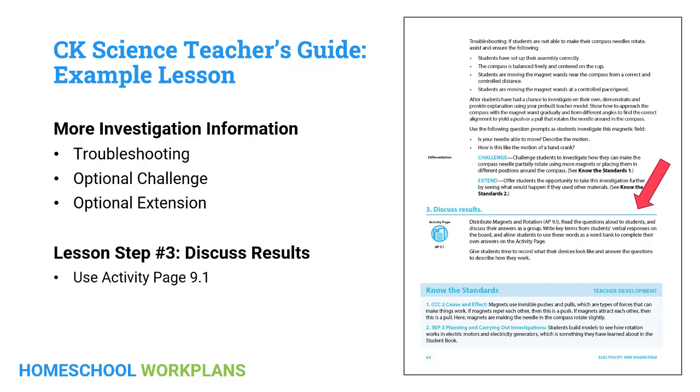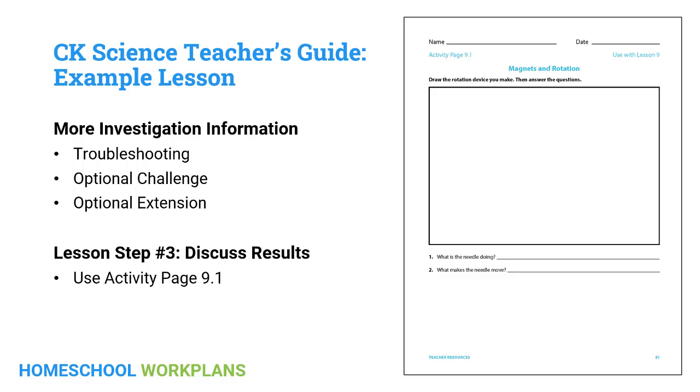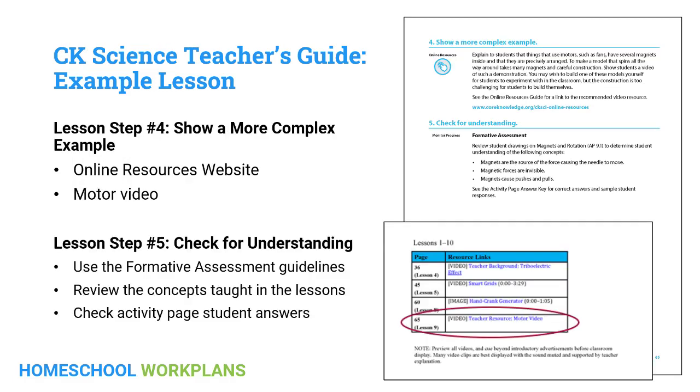All right, next up, we have step number 3, which is to discuss the results. And you'll be doing this using activity page 9.1. So let's take a quick look at that activity page. For this activity page, your student will be drawing the rotation device they made in the investigation, and then they'll answer 2 questions about how it works. And you'll use this activity page to discuss the project with them to ensure they correctly understood the material.